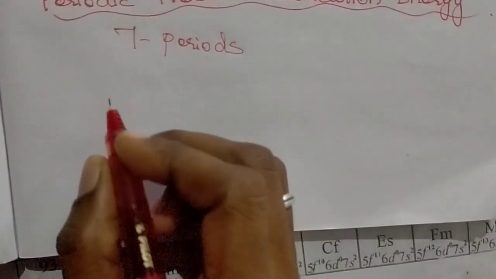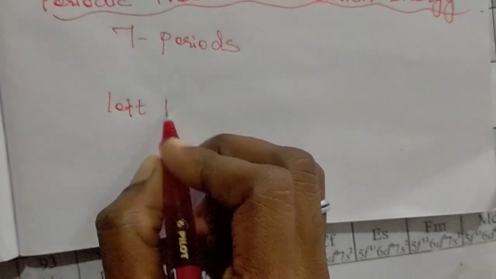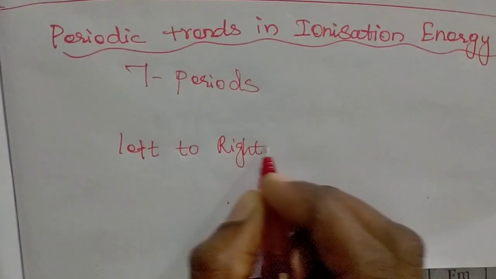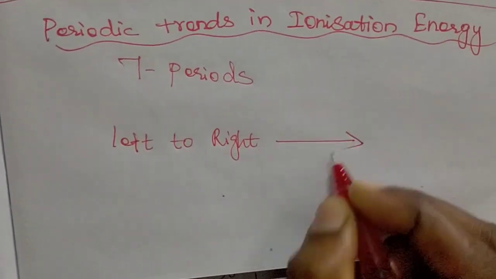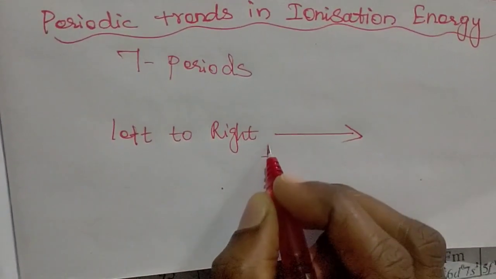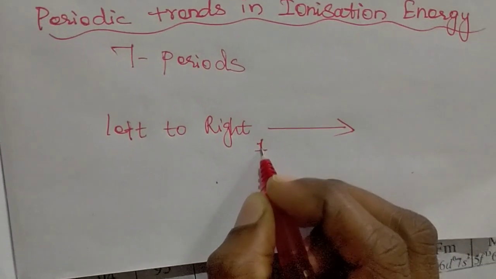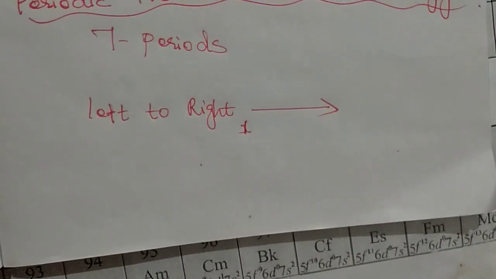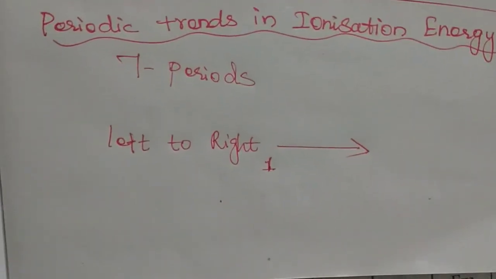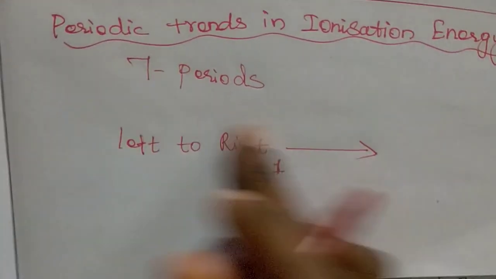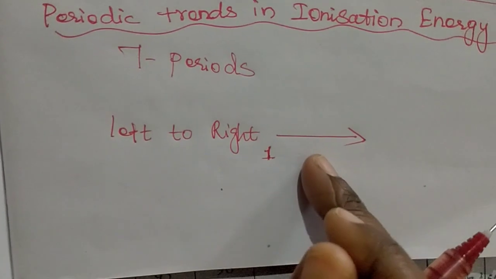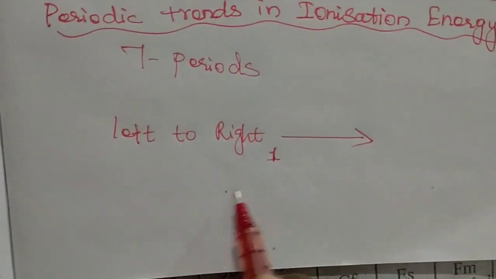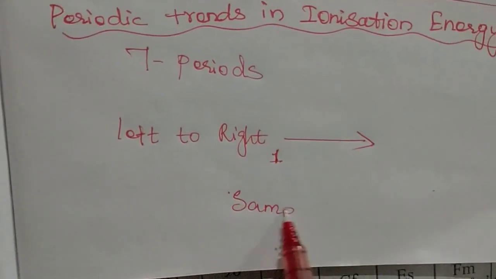Move from left to right of periods. Okay, we consider the first period. See here, the valence electron is added in the first period, with the same shell. We add the electron to the elements in the same shell.